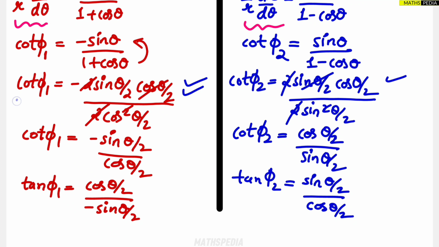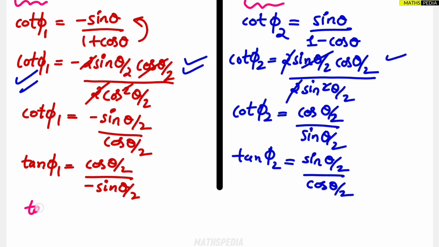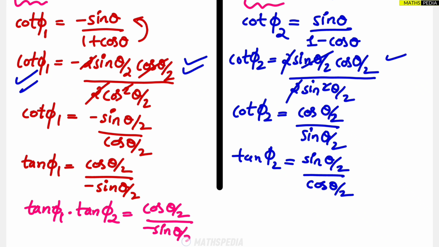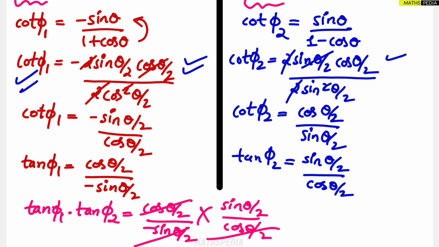You could have done it in this step itself. You can take tan phi 1 from this step itself. It is not necessary to cancel first, because you can directly see it will get cancelled. So this particular thing I'll do. Tan phi 1 into tan phi 2 is equal to cos theta by 2 by minus sin theta by 2 into sin theta by 2 divided by cos theta by 2. So you can see this and this cancel, this and this cancel, minus 1 is remaining. Therefore, we can prove that both intersect orthogonally. Simple. This is the simplest way.